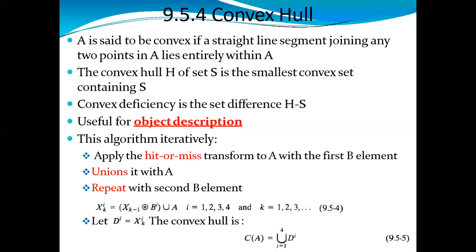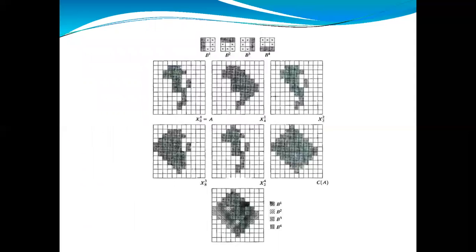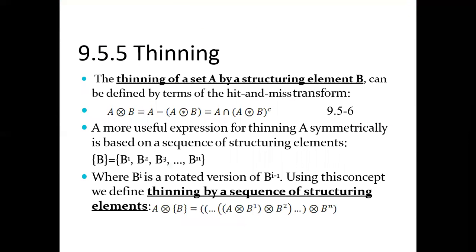A is said to be convex if a straight line segment joining any two points in A lies entirely within A. The convex hull H of a set S is the smallest convex set containing S. Convex deficiency is the set difference H minus S. It is useful for object description. These are the basic applications. Thinning and thickening we will see in the next class.